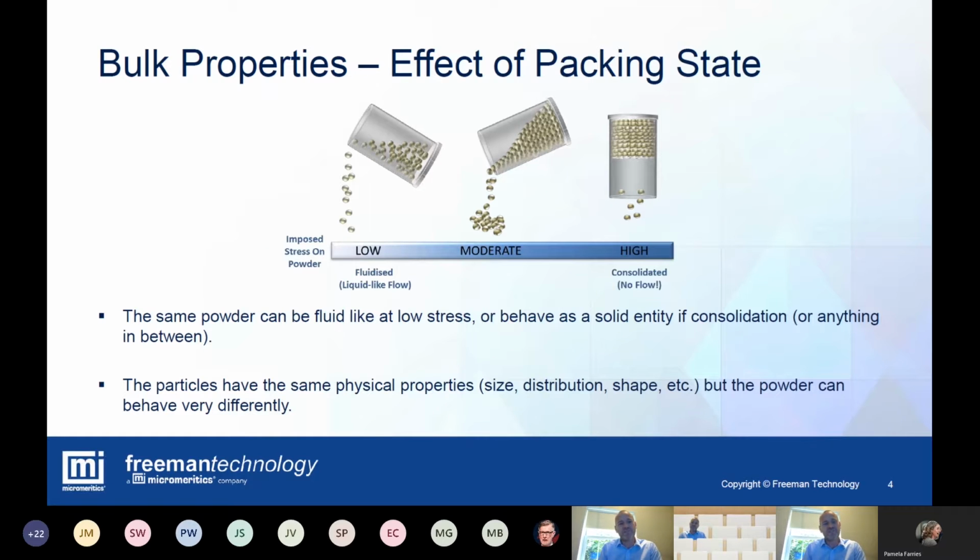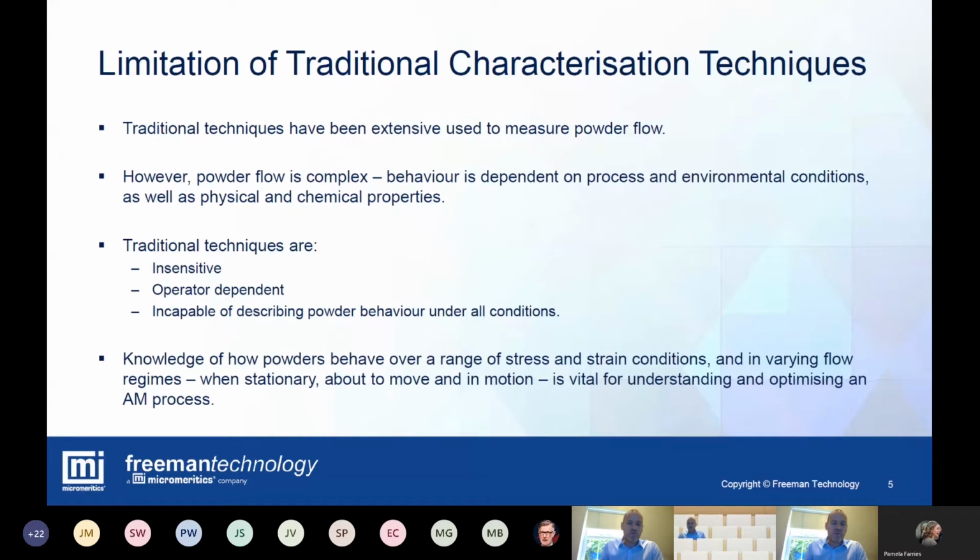So if we just move on to the next slide as well, many of you will be familiar with things like Carr's index, Hausner ratio, Hall flow, Carney flow, lots of different techniques for characterizing powder flow behavior. And they've been around a long time, they're common, they're widely used, they're simple, they're intuitive, but the reality is that they're somewhat limited. The reason for those limitations is often because they're very insensitive. They don't necessarily identify the differences between powders, and particularly subtle differences that will impact behavior. They can be heavily influenced by the operator as well, so repeatability and reproducibility can be poor. But one of the biggest issues is that they don't reflect the conditions in a process.